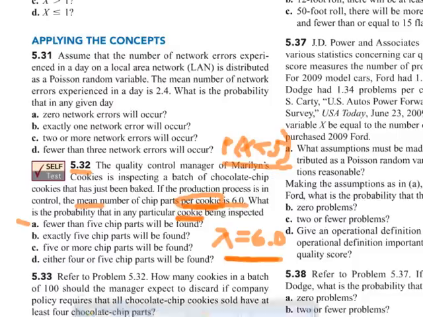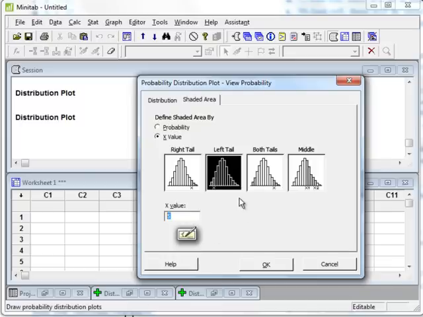So we need to go back to Minitab. We need to make sure this is a 4. Okay, now I'm going to hit OK.